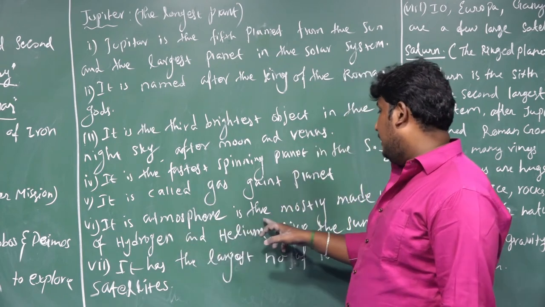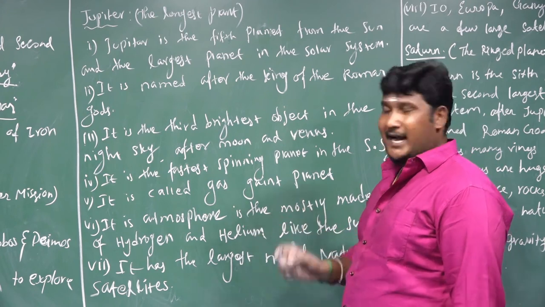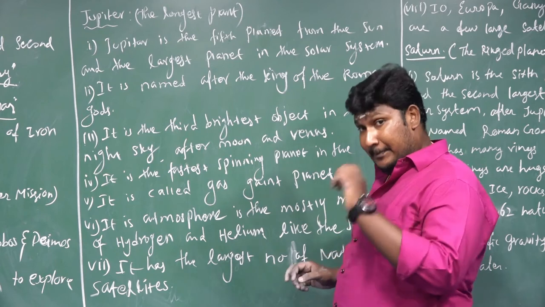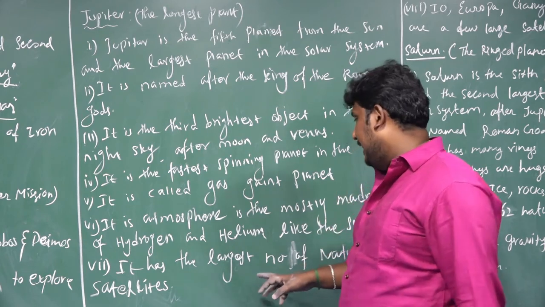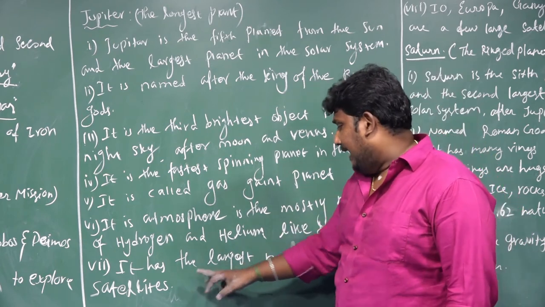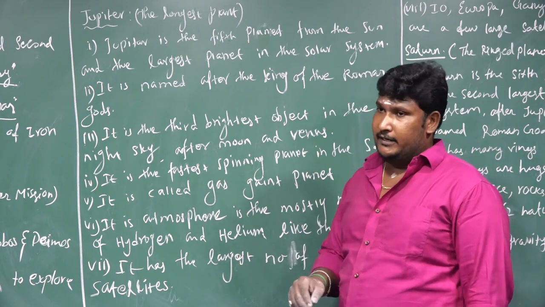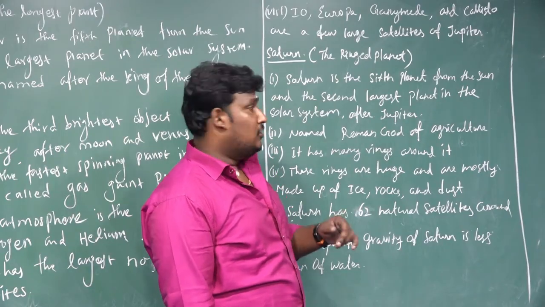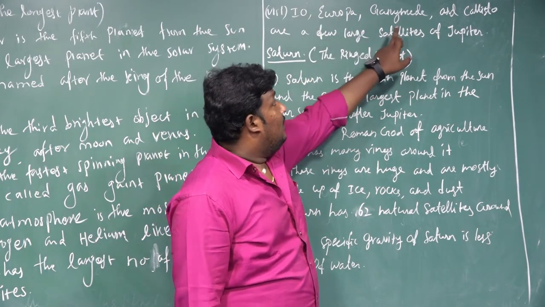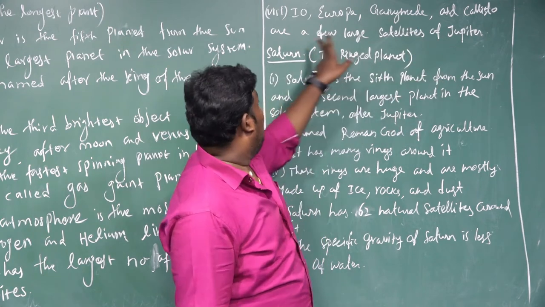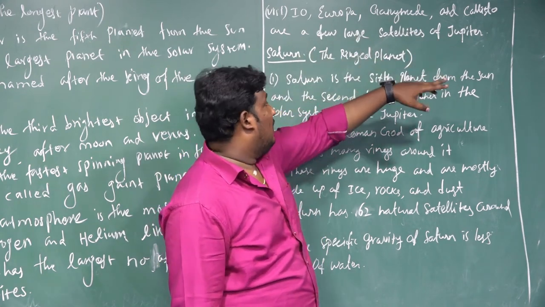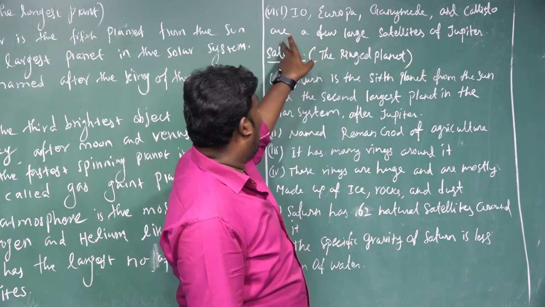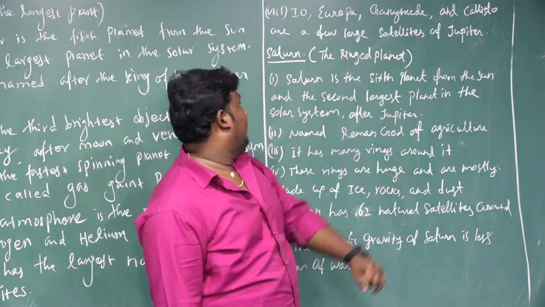Its atmosphere is mostly made up of hydrogen and helium, like the Sun. It has the largest number of natural satellites. Io, Europa, Ganymede and Callisto are a few large satellites of Jupiter.